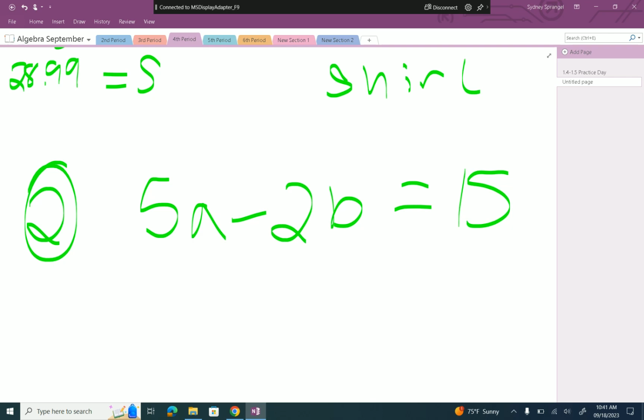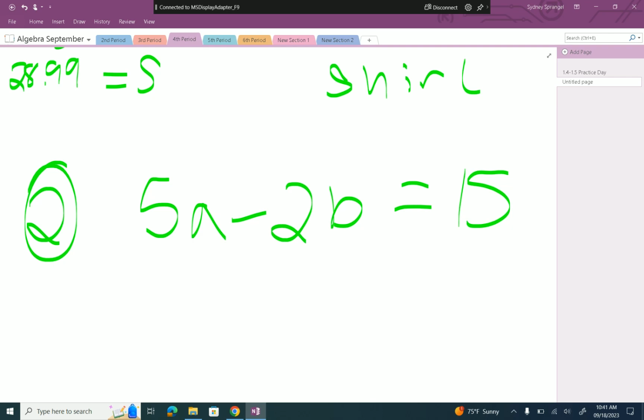So what's happening around A? Can somebody describe? Because I've got a 5 and I've got a negative 2b. What are my two operations happening? I've got 5 and I've got negative 2b surrounding A, right? So what's happening with the 5? Multiplying by A. Multiplication. What about the 2b?